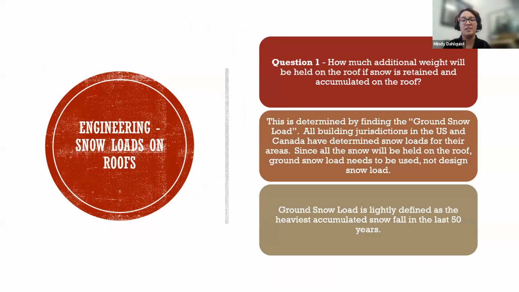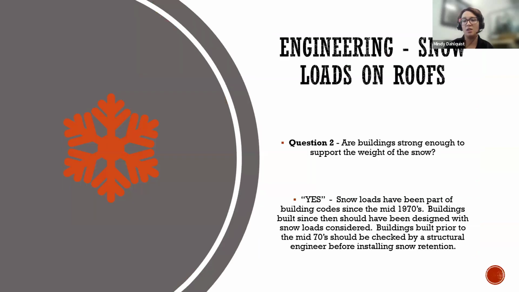So, engineering of snow loads on the roof. How much additional weight is being held on the roof and retained? We're going to use ground snow load for this. We're holding all of that snow. We're not allowing it to slide off. That's why you are using ground snow load. And then, are the buildings strong enough to handle that weight of the snow?